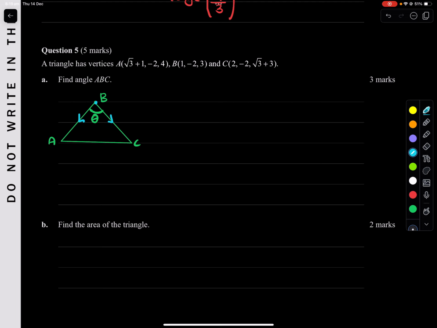So we need to say that the vector BC multiplied by BA should equal the magnitude of BC multiplied by the magnitude of BA, times cos theta. That's the basic formula. So we want to find theta.